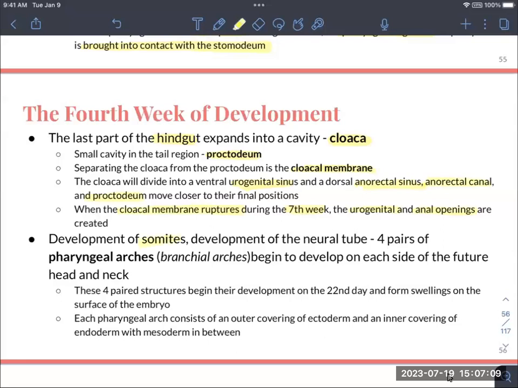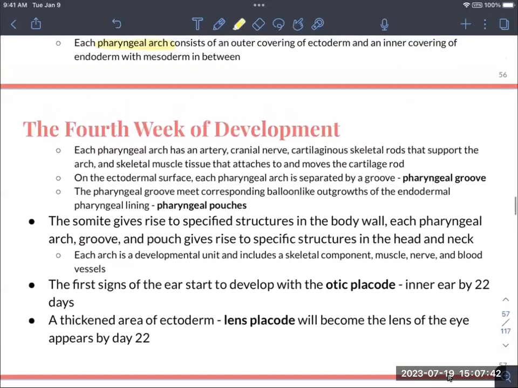Those somites develop the neural tube. There's 4 pairs that give those pharyngeal arches. That's at that future head and neck. We have 4 paired structures that develop on day 22 and form these swellings on that surface. So these are those pharyngeal arches that are being developed here. Each of these pharyngeal arches has their own artery, cranial nerve, cartilaginous skeleton rods, and then the skeletal muscle tissue that's going to attach to the cartilage. That is all connected together.